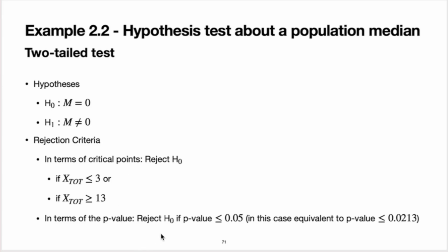Now we can also calculate the p-value of the test, and if we do that, then we will reject the null hypothesis if the p-value is less than or equal to 0.05, which in this case, because of the discreteness of the sampling distribution of X-tote, is equivalent to rejecting the null hypothesis if the p-value is less than or equal to 0.0213. For example, if we reject the null hypothesis, instead of saying that we used a 0.05 level of significance, we should say that we actually used a 0.0213 level of significance.